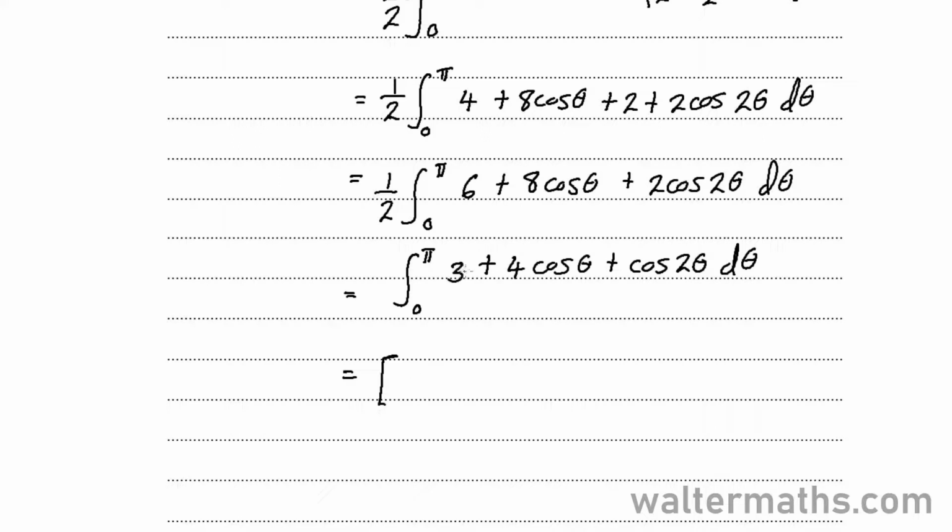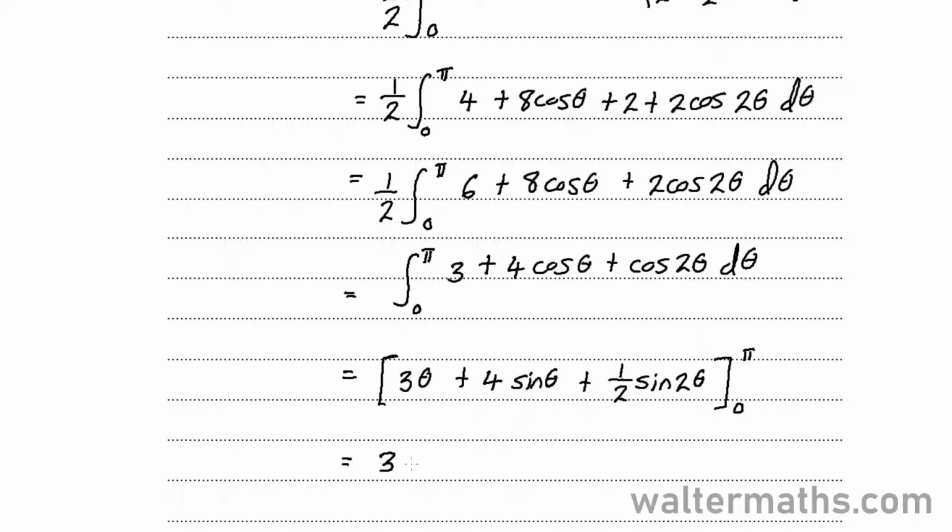So integrating 3, we get 3 theta. And integrating 4 cos theta, we get 4 sine theta. And integrating cos 2 theta, we get a half of sine 2 theta. And the limits are from 0 to pi. Okay, so now I'll substitute pi for theta.